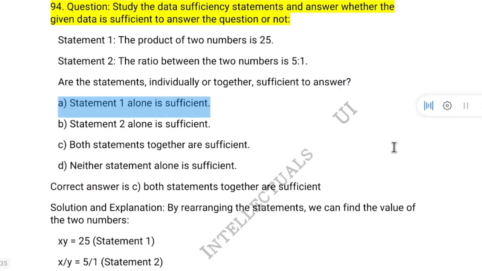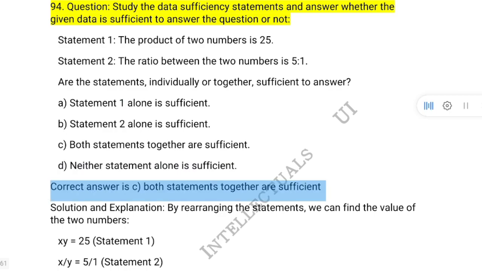A. Statement 1 alone is sufficient. B. Statement 2 alone is sufficient. C. Both statements together are sufficient. D. Neither statement alone is sufficient. Correct answer is C. Both statements together are sufficient.